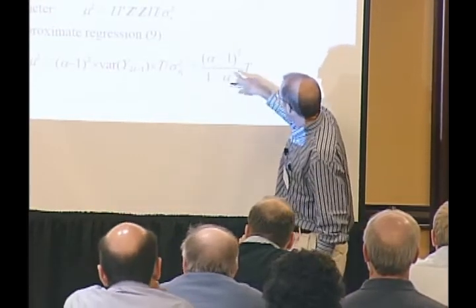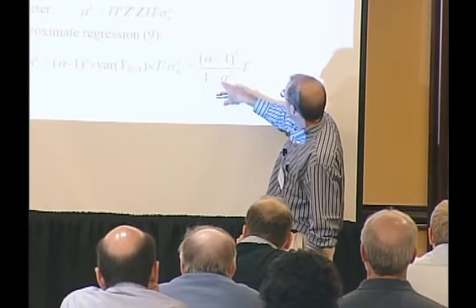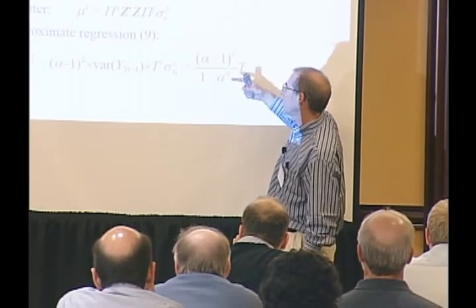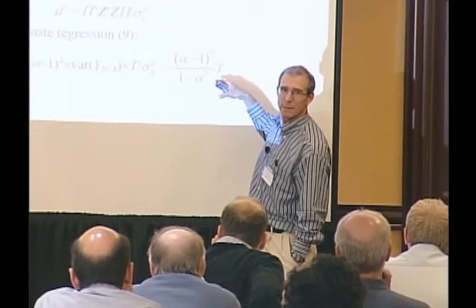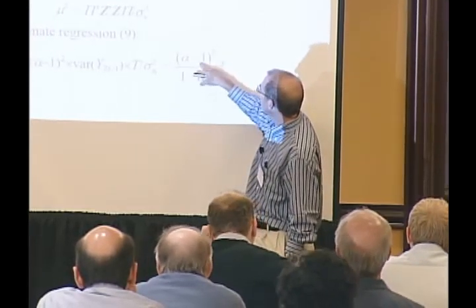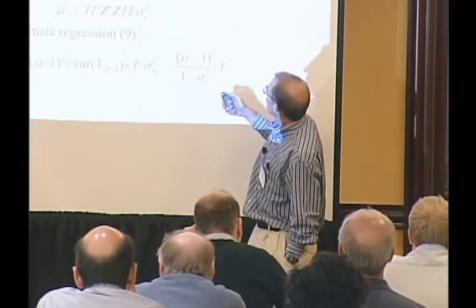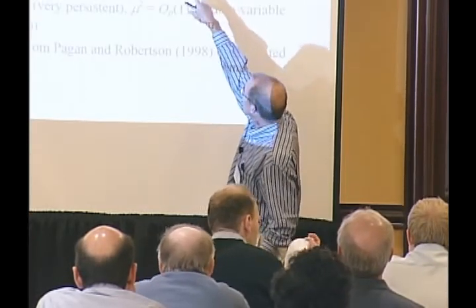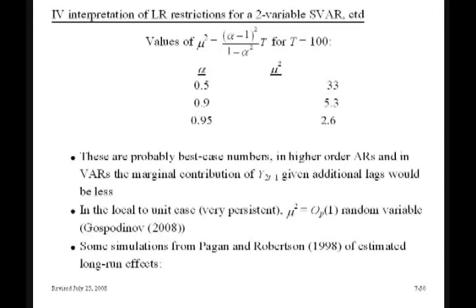Now, if alpha is small, it's like 1 over 1 times t, and this concentration parameter is going to be really big. And if alpha is big, like if it's, say, nearly 1, this is going to be really small. So you can take out a calculator or Excel or something, and you can compute this. And if alpha is big with 100 observations, it's going to be small. Mu squared of 2.6, right? That's bad, right? That's less than 10.